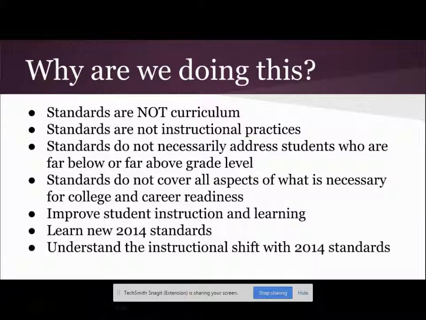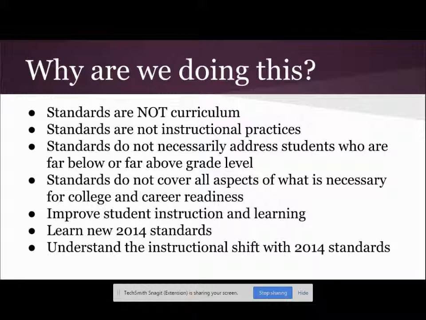So why are we doing this? Again, let's look at the bulleted points. Standards are not curriculum. They are not instructional practices. Standards do not necessarily address students who are far below or far above grade level. Standards do not cover all aspects of what is necessary for college and career readiness. We are hoping to improve student instruction and learning throughout this process. We need to learn the standards that are new in 2014. And we also need to understand the instructional shift that occurs with these new 2014 standards.